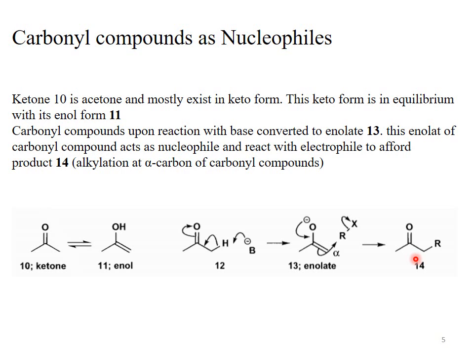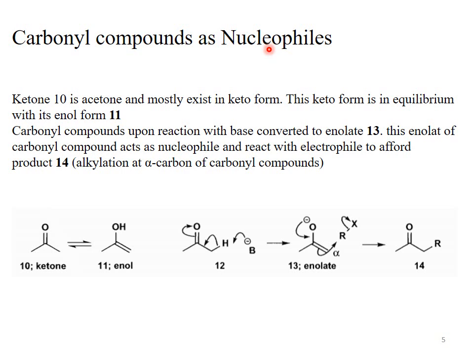When the negative charge of the enolate comes back, the pi bond, that is the carbon-carbon double bond, attacks the R group and X leaves as a leaving group. So we have compound 14. In this compound, the R group is bonded with the alpha carbon of the carbonyl compound.